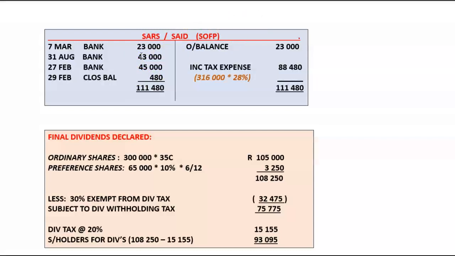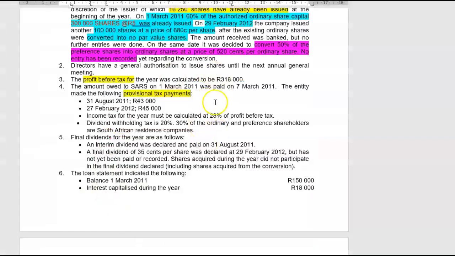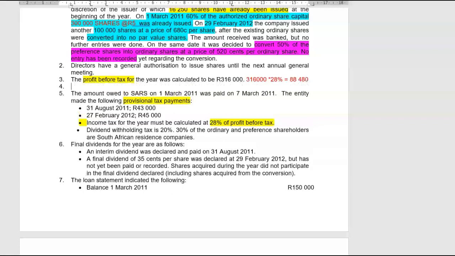What is the income statement item? Our tax charge for the year. What is our tax charge for the year? Our tax charge for the year must be calculated at 28% of profit before tax. So our profit before tax equals 316,000. So 316,000 multiplied by 28% is going to be equal to our tax charge for the year of 88,480.